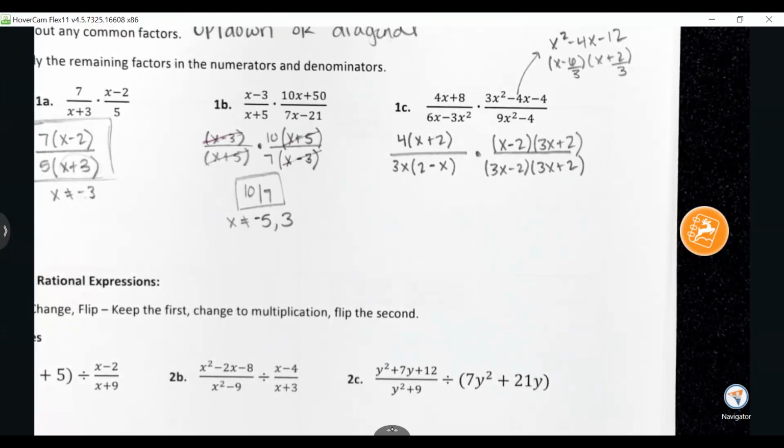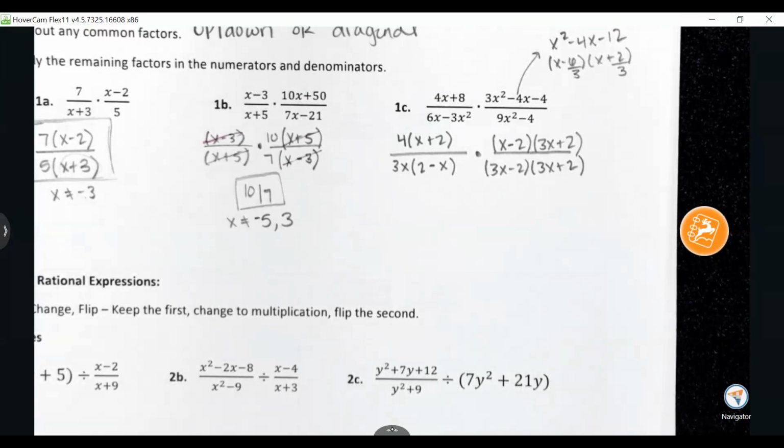I went to go factor it, so if I can't factor with the 3 in front, I have to do slide and divide. Because I know 9x squared is perfect, and I know -4 is perfect, so that's a difference of perfect squares. If you don't know, then you can slide and divide.